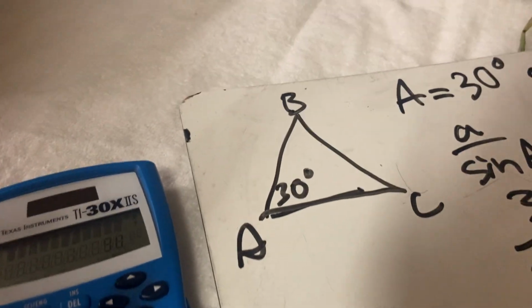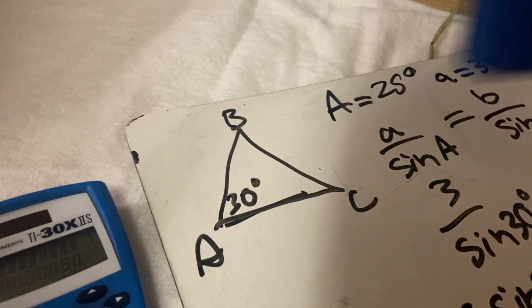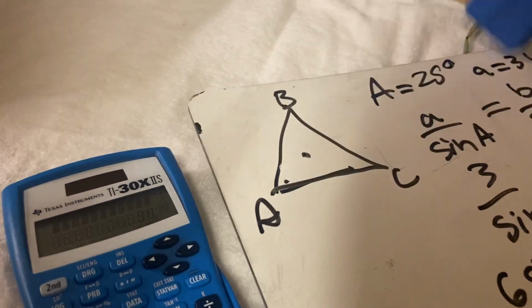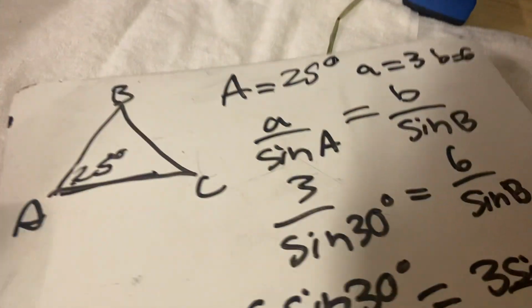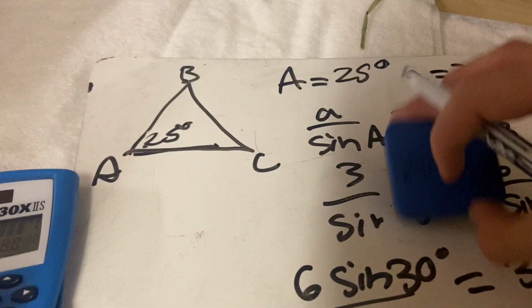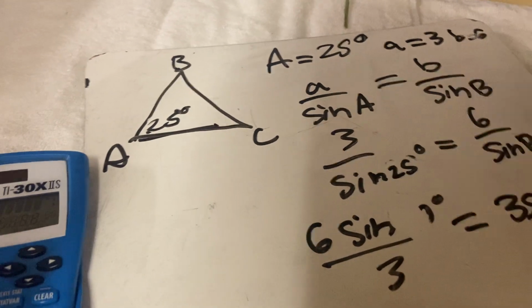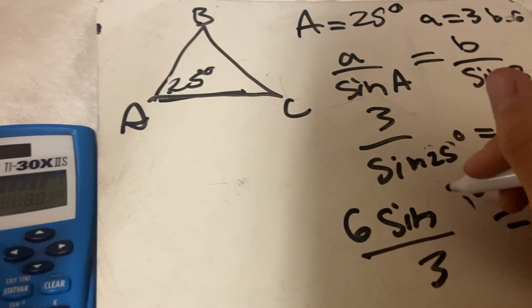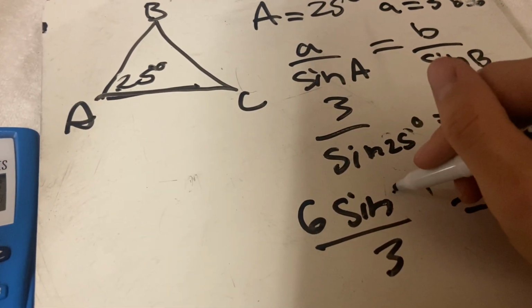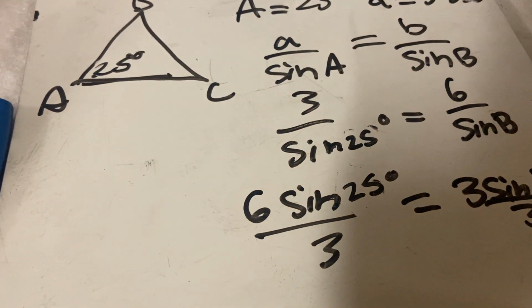Oh, my bad. I made a mistake. 30 is actually supposed to be 25 degrees. Let's put 25 degrees. Sorry about that, guys. So let's change this from 30 to 25. I don't think this is supposed to have a right triangle because this is an oblique triangle.